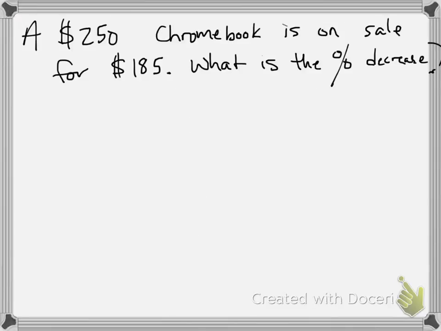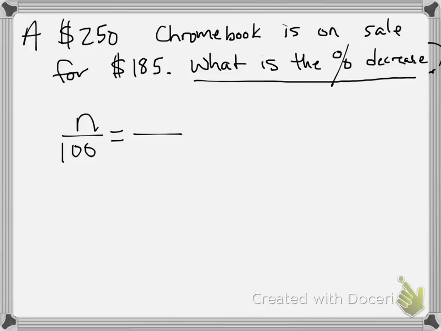Let's look at a problem. A $250 Chromebook is on sale for $185. What is the percent decrease? Well, where am I going to put my variable? Well, look at what I don't know. What is the percent decrease? I don't know the percent. So I'll put my variable right over the percent.